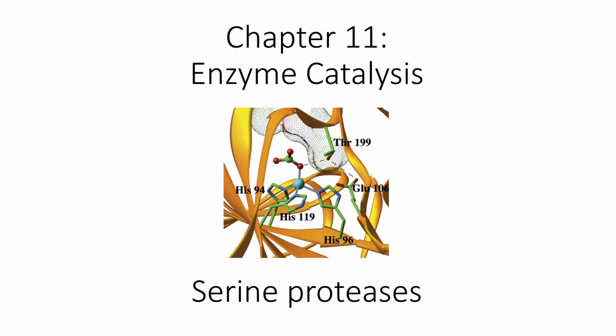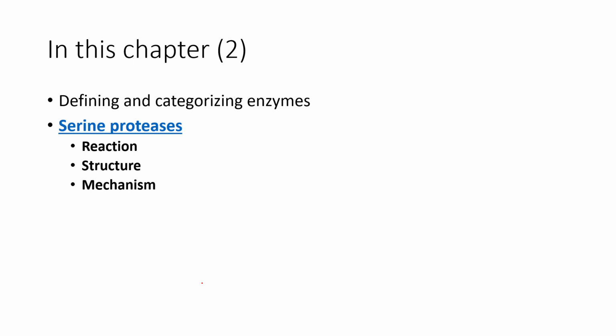All right, welcome to the second video from chapter 11, which is about enzyme catalysis. In this video, we're going to discuss serine proteases. Just as a little review, in the first video, we talked about how we define and categorize enzymes, and now we are going to the mechanism of a specific enzyme class called serine proteases. We're going to go into the reaction that they help to catalyze, the structure of the enzyme active site, as well as the mechanism of this protease.